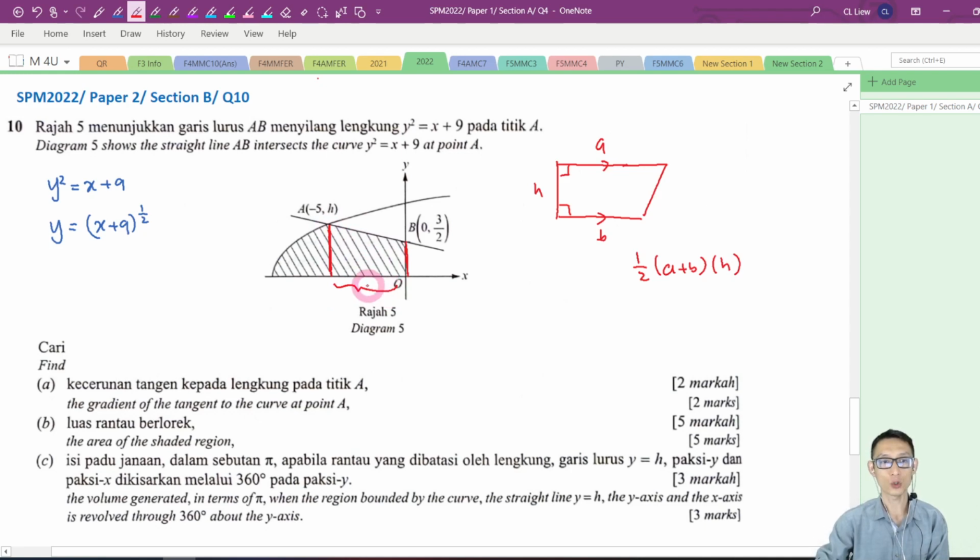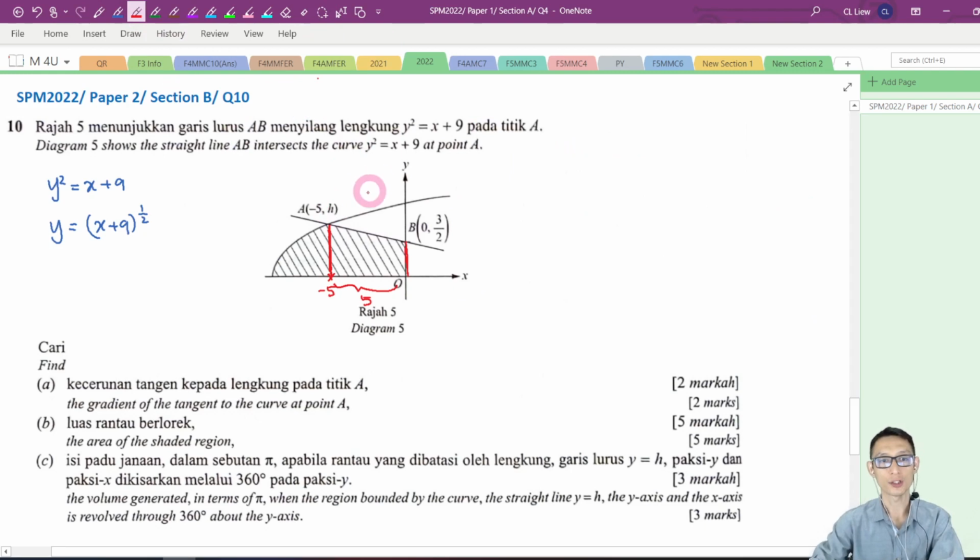So here is equal to 5 units, right? Because this is negative 5, it means here is 5 units. So how do I get the height here, the length here? So I need the h. I need the value of the h.